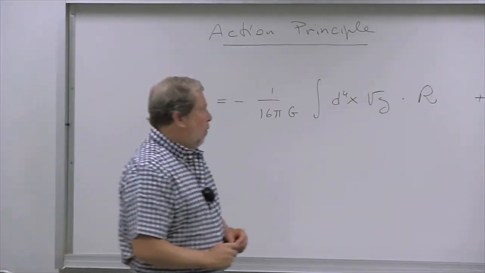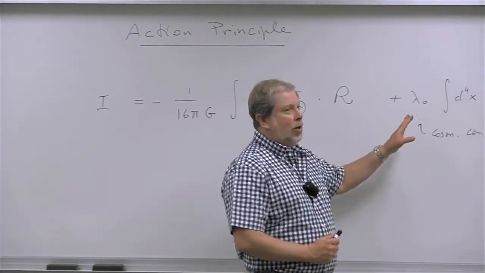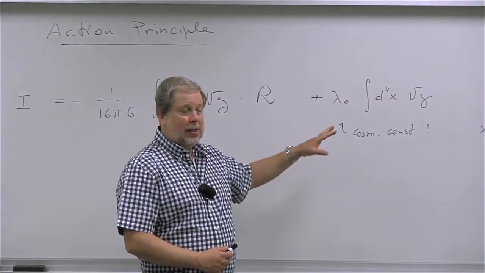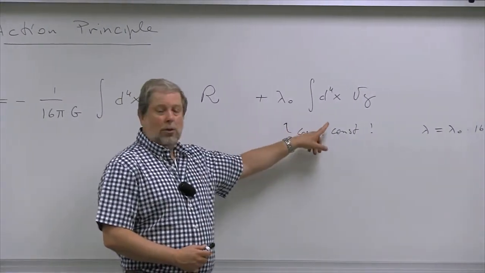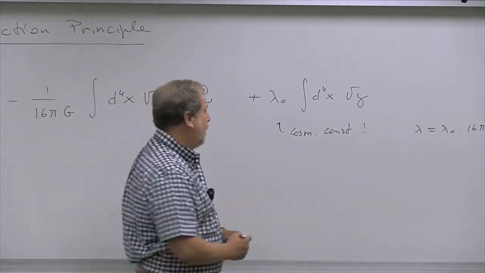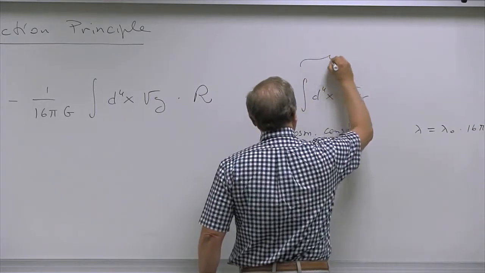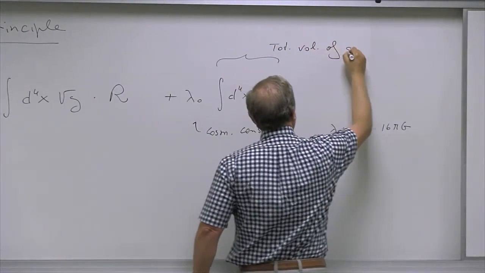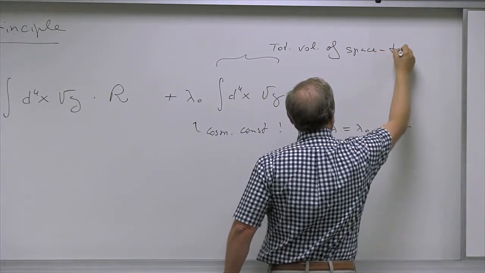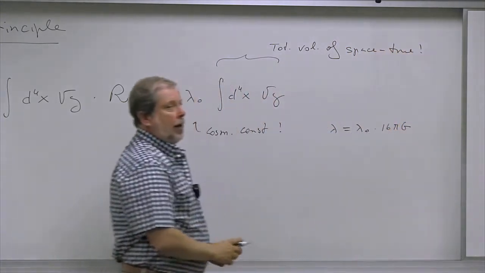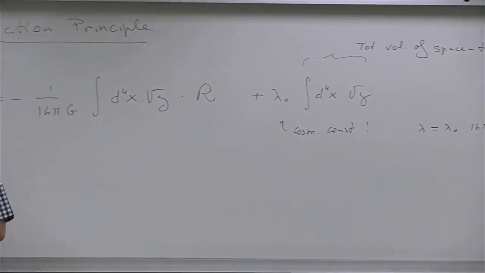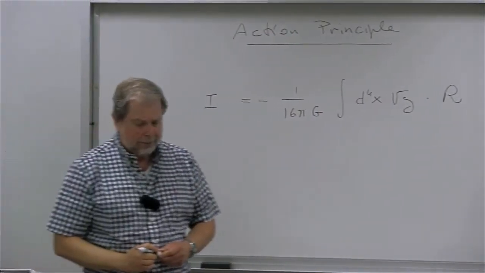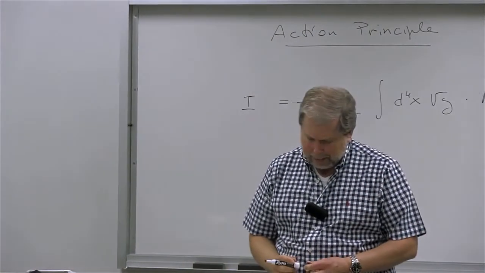Right? And so what is the interpretation of the cosmological constant in this context? Well, it just multiplies the total volume of space-time, right? Total volume of space-time, right? And that is certainly an invariant, right? And so it's a legitimate term. Right.